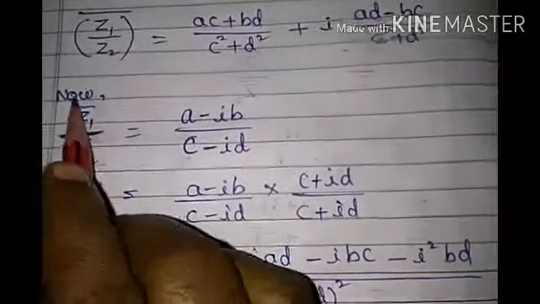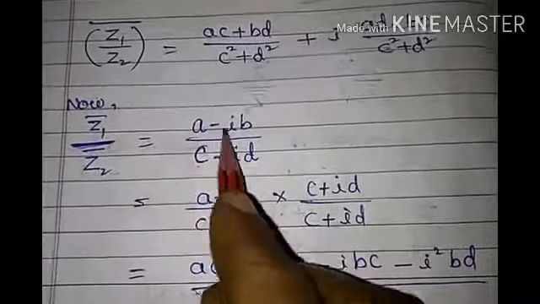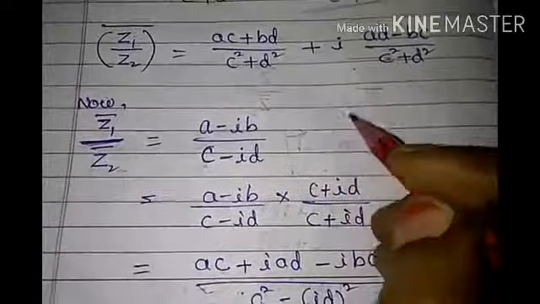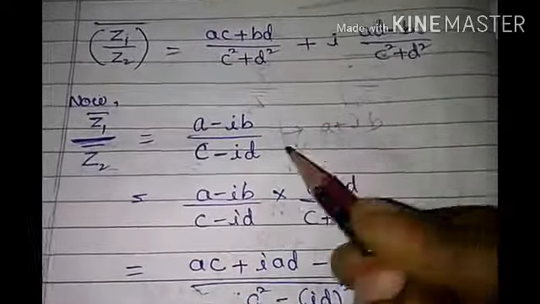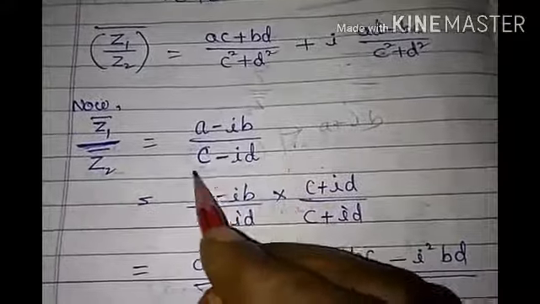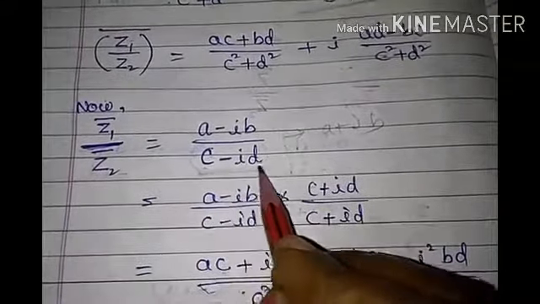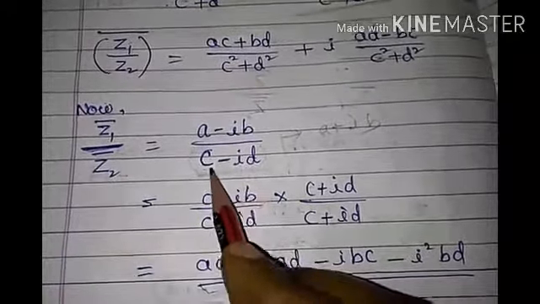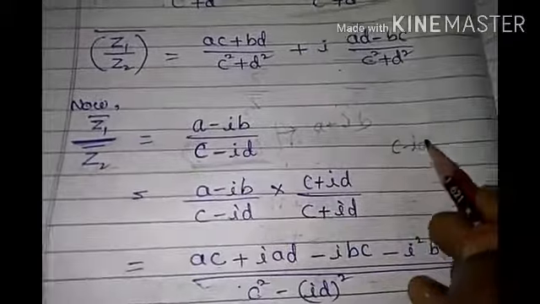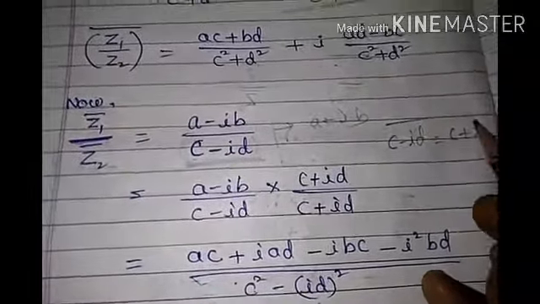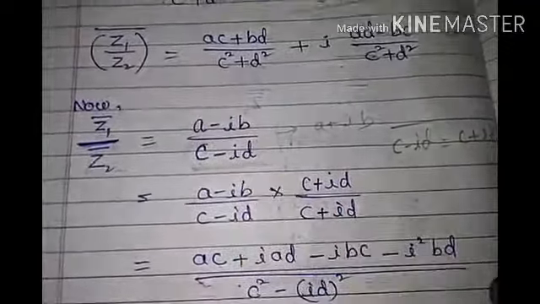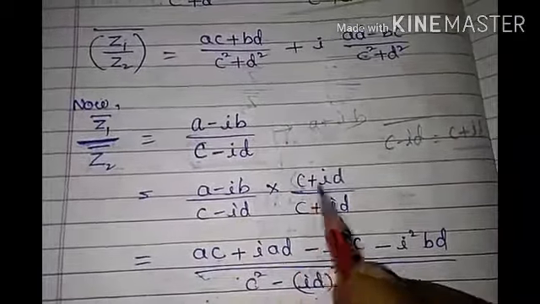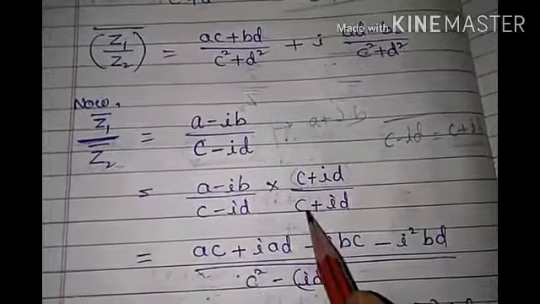Now Z1 conjugate by Z2 conjugate equals (A minus iB) by (C minus iD). It is also not in the standard form A plus iB. So what do we have to do? Multiply this with the conjugate of this complex number. So now we have to multiply by C plus iD, the conjugate of C minus iD. So multiply numerator and denominator with the conjugate of C minus iD. So (A minus iB) into (C plus iD) by (C minus iD) into (C plus iD).